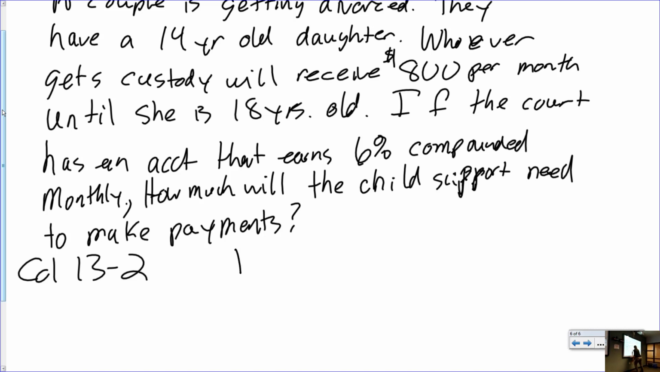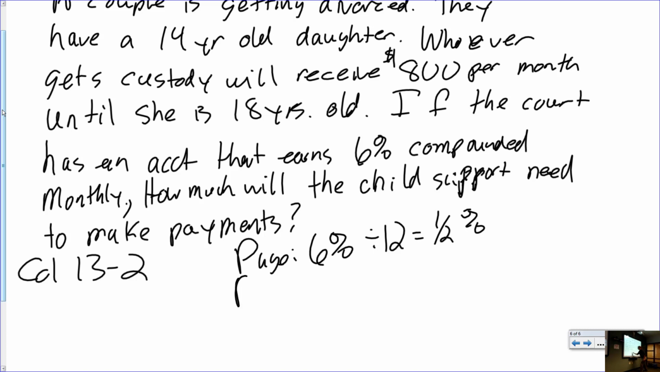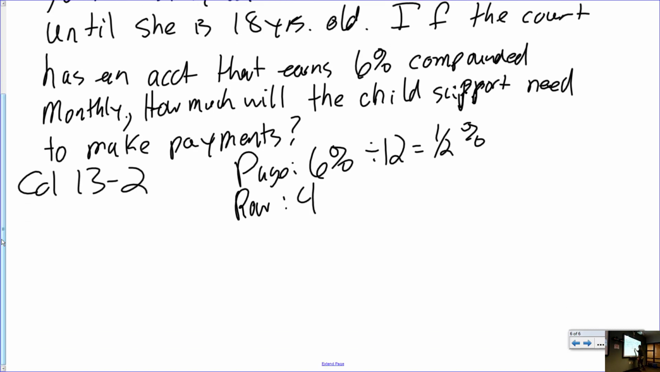Half percent. Again, the nice part about the page is that you always go to the percent and then divide by however many you're compounding. 12. We're on the half percent page. What row? Why 48? Because 4 years until the child's 18. 4 years, 12 months in a year. We need 48 periods, 48 payments of $800 a month.